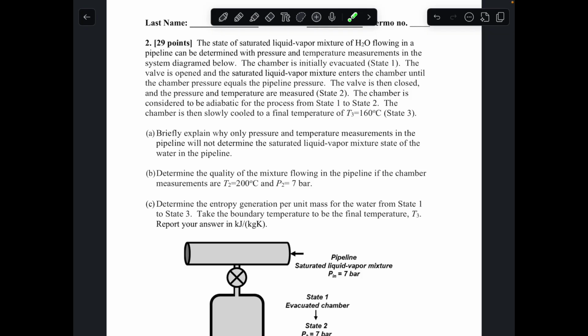So part C asks us to determine the entropy generation per unit mass for the water from state 1 to state 3. Take the boundary temperature to be the final temperature T3 and report our answer in kilojoules per kilogram Kelvin.